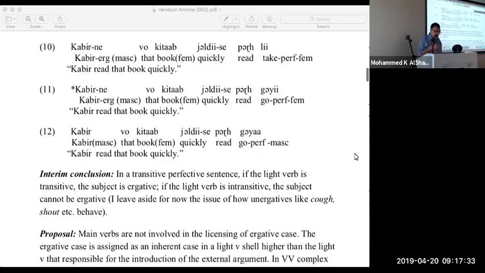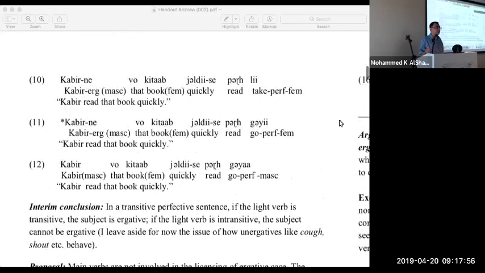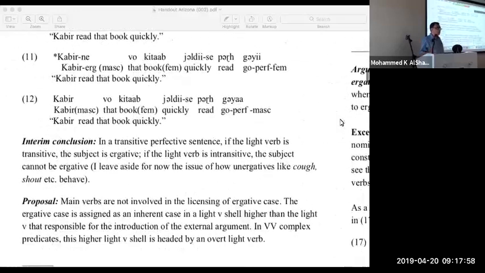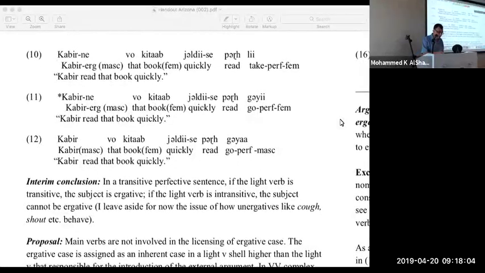So in 10, you see that the light verb is transitive, and you get the ergative subject. If you swap the light verb to an unaccusative, as I do in 11, the sentence basically retains its meaning, but it's completely ungrammatical. And you see that by looking at 13, where you remove the ergative and the sentence is perfect. So basically, both 10 and 12 look like transitive sentences, right? They have two arguments, and at least the translation that I give you here is identical. And the major difference here is the case marking on the subject.